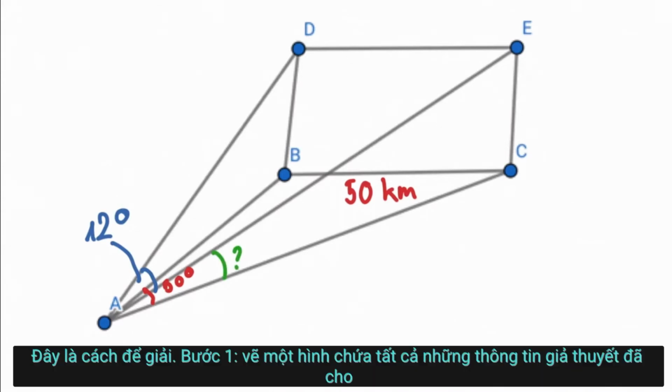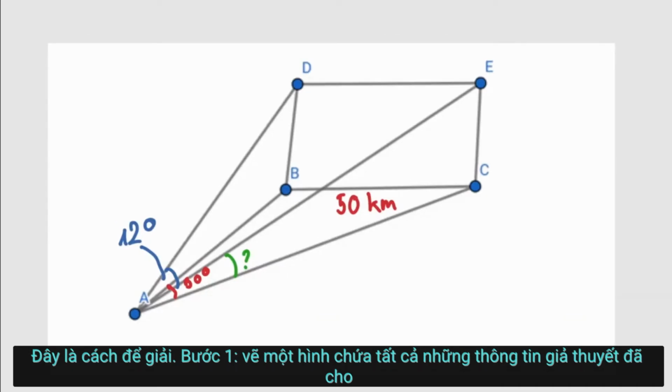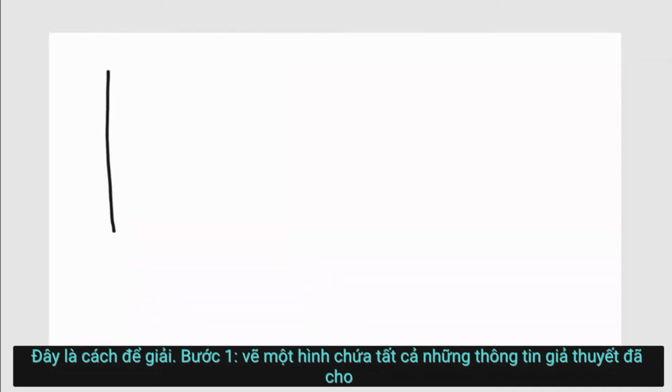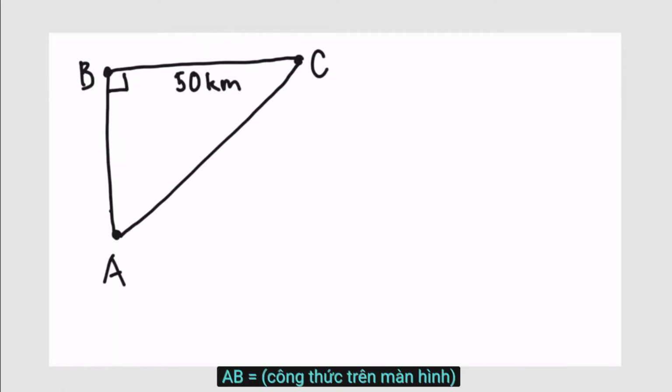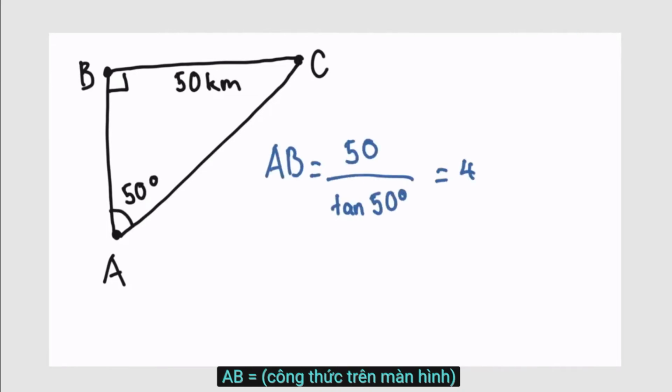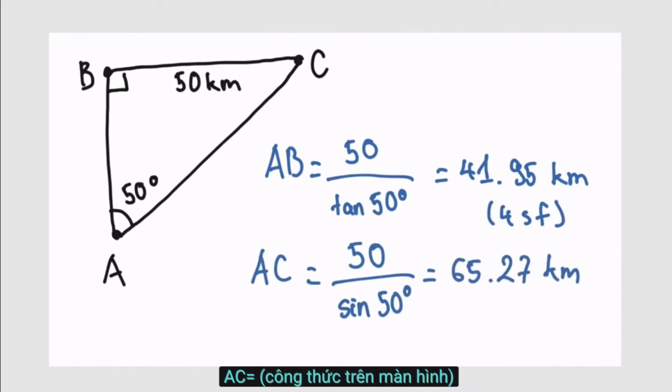Here are some guidelines to solve the problem. Step 1, draw a diagram containing all the information known. Step 2, use the right angle triangle ABC to calculate AB and AC. AB equals 50 over tan of 50 degrees, which is equal to 41.95 kilometers, to 4 significant figures. And AC equals 50 over sine of 50 degrees, which is equal to 65.27 kilometers, to 4 significant figures.